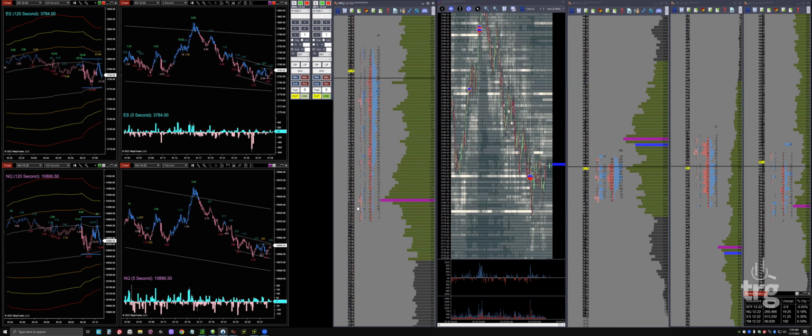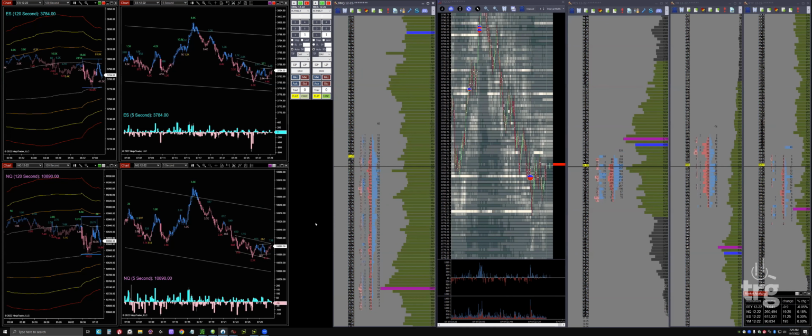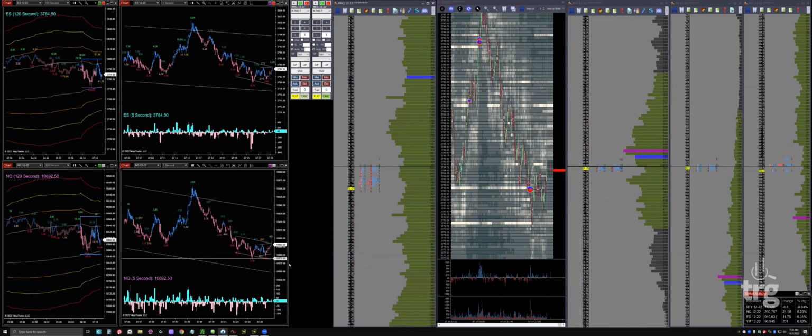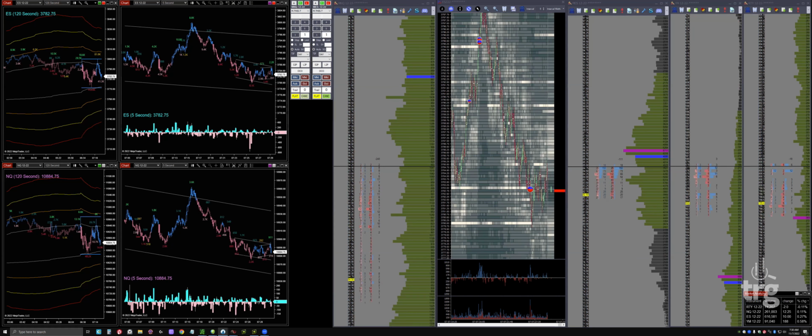Trying to do this on a foreign screen and over Zoom is really hard. Yeah, it is tricky. Maybe we should stick with ES because it might be easier, at least for people that aren't active NQ traders. If somebody's an NQ trader and has NQ on their side, by all means, that's fine. But for me, that was supremely difficult.